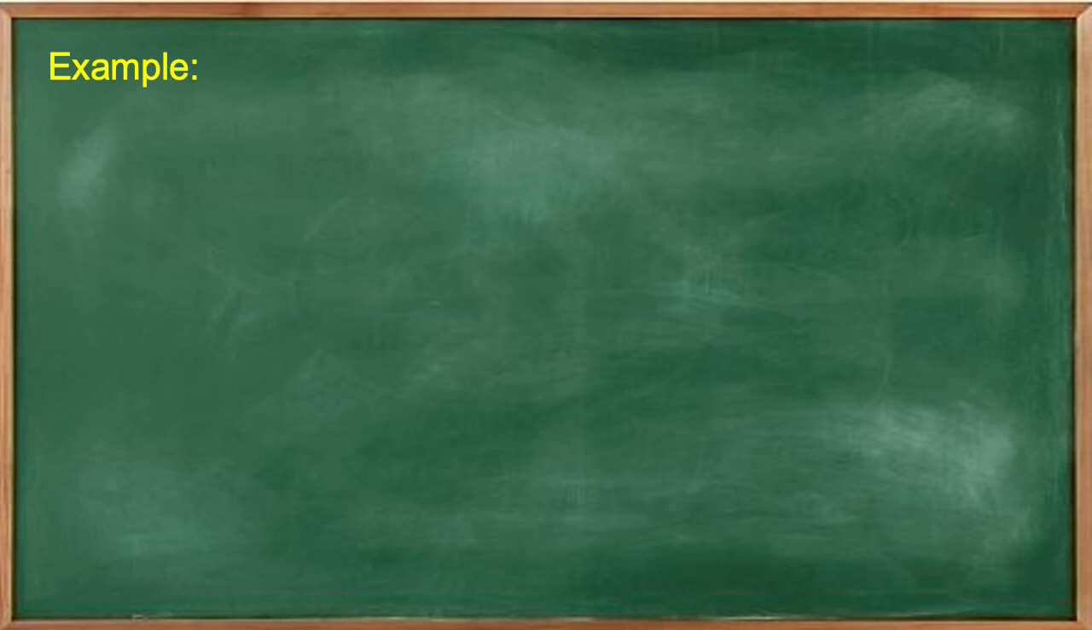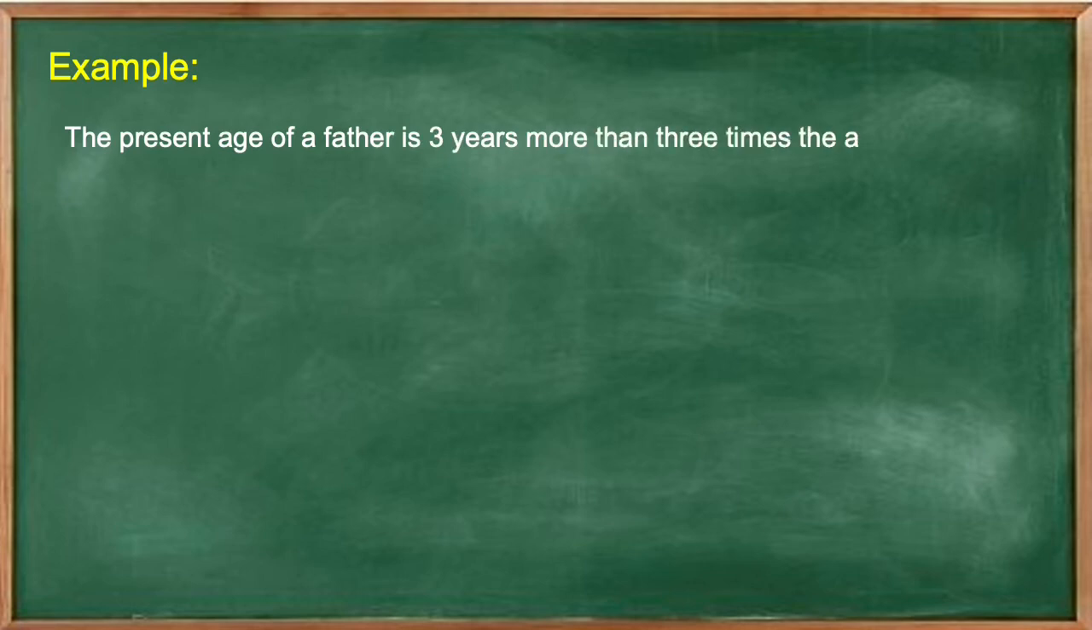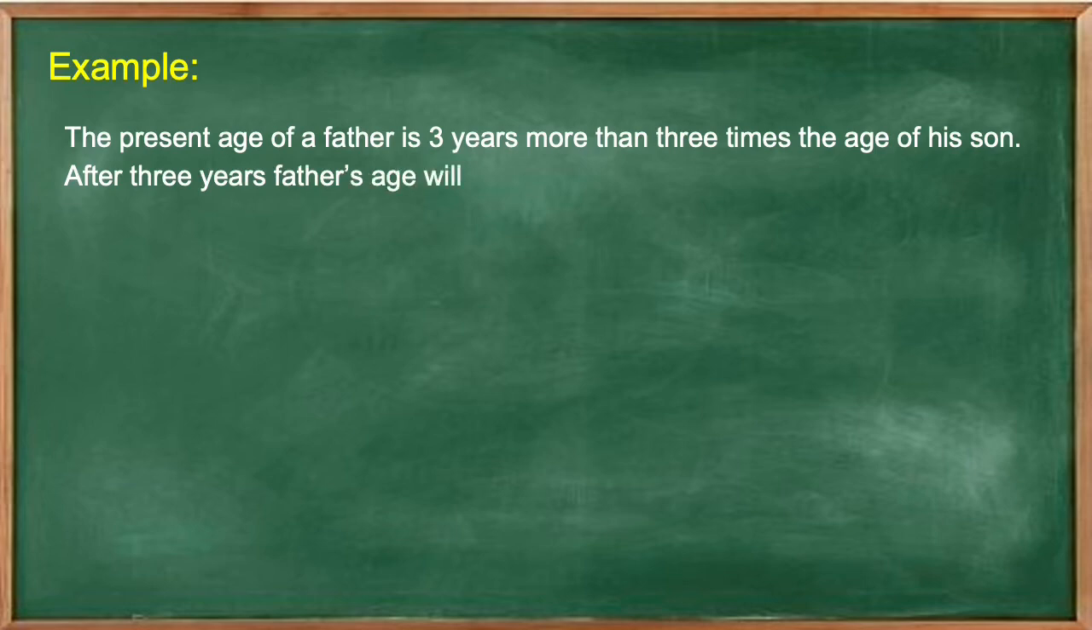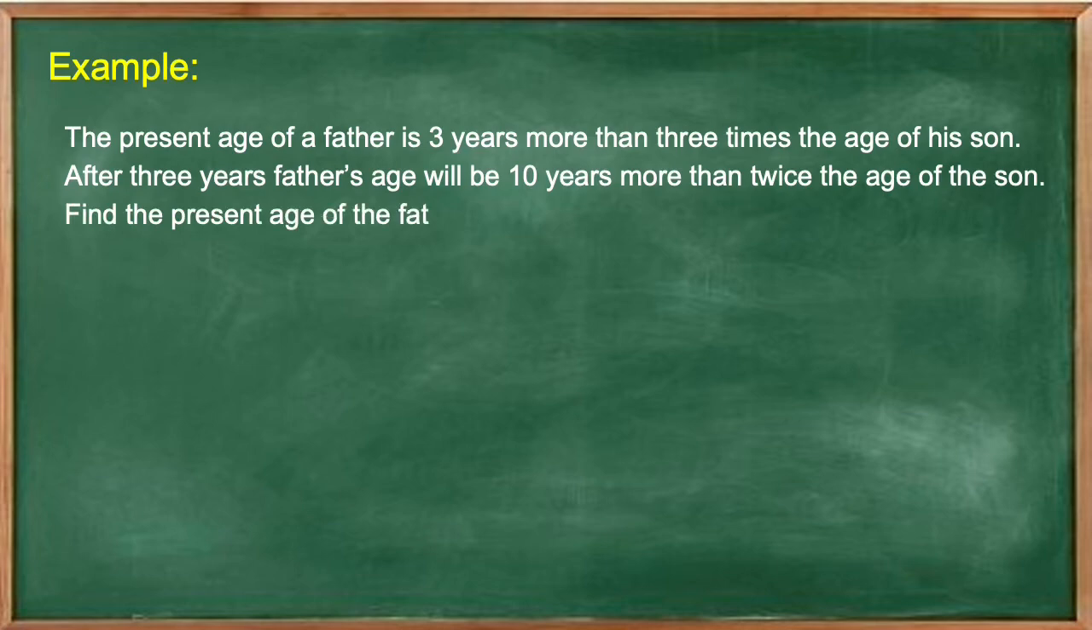Let's discuss one example now. The present age of a father is 3 years more than 3 times the age of his son. After 3 years, father's age will be 10 years more than twice the age of the son. Find the present age of the father.